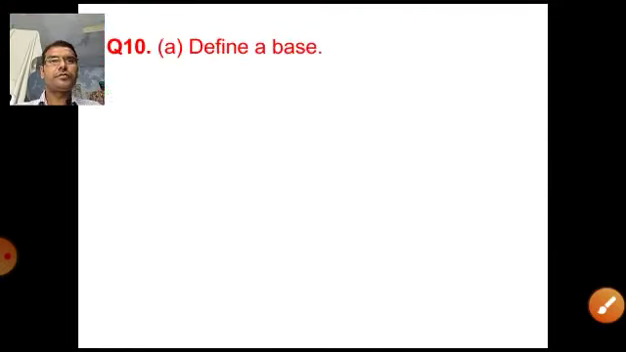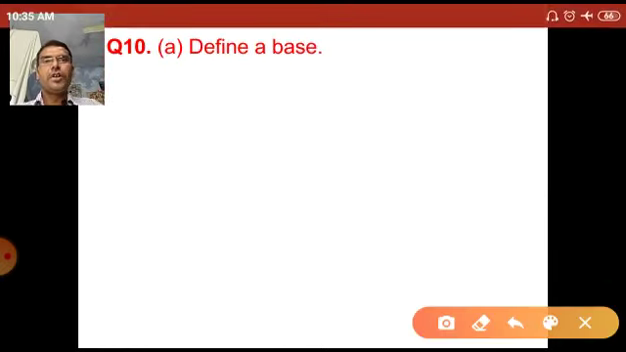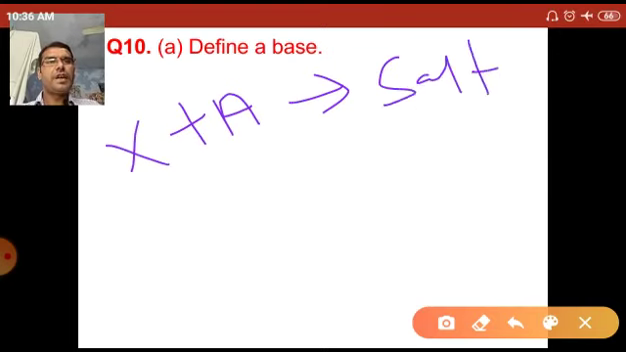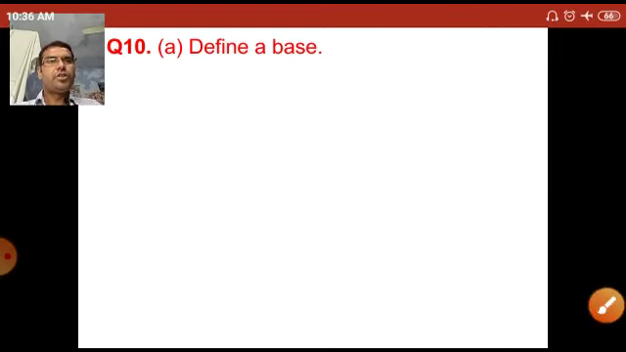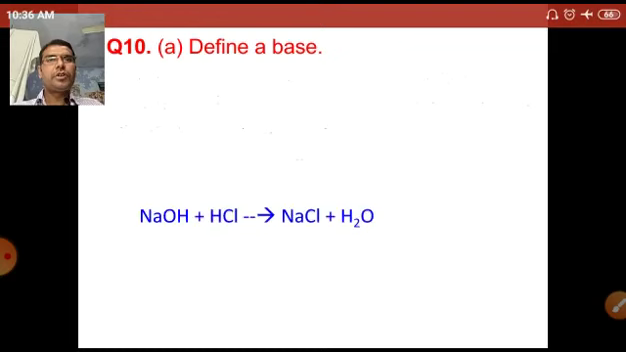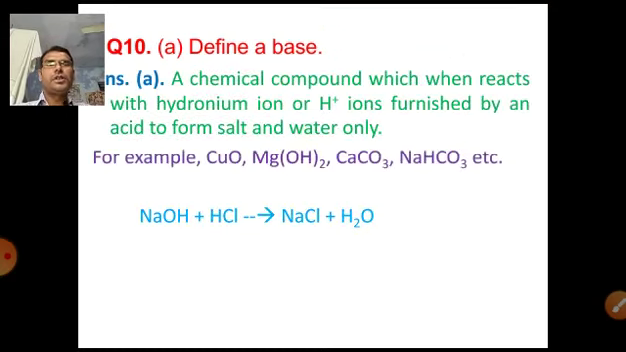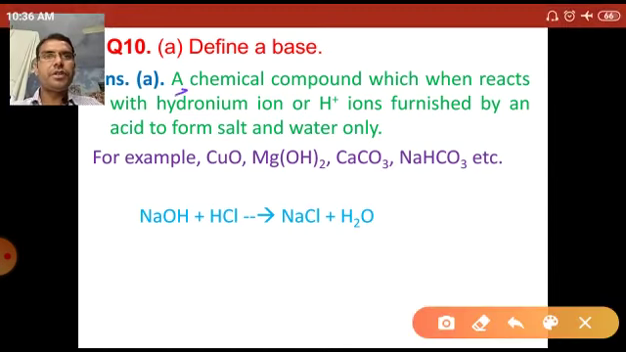Now the next question. Define a base. What is a base? A base is a compound. When a base reacts with acids, it produces only salt and water. The compound that produces salt and water is called a base. So what is a base? A base is a chemical compound which, when reacting with hydronium ions, the H plus ions furnished by the acids, forms salt and water only.